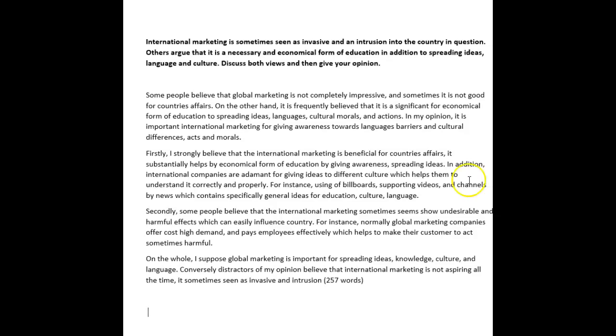Let's see. And also, some of the words were not really quite appropriate, like impressive is definitely not the right word here. Let's see how I can help you kind of rewrite this. Some people believe that international marketing is not completely welcome, and sometimes it is not good for countries' affairs. On the other hand, it is frequently believed that it is significant as an economical form of education. Careful though, because that's exactly what's written in the prompt. Okay, so you would need to rephrase that. On the other hand, it is frequently believed that it is a valuable source of education as it helps spread ideas, language, and culture.